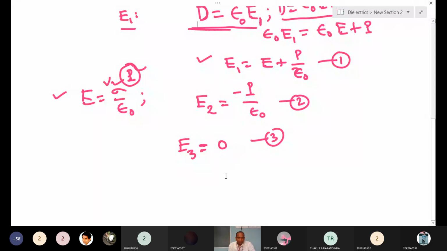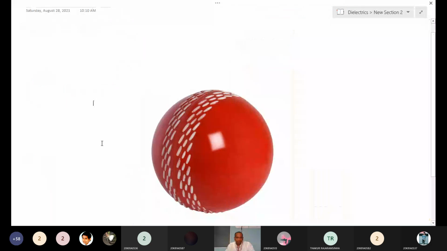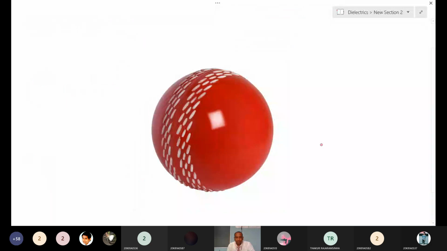Now we will estimate the E4 value. So now our job is to estimate E4. How will we estimate it? Let me give you an example here. I have taken a cricket ball, a sphere. Some charge is there on the sphere, and we don't know how much charge is induced on it. Because of this charge, there is also an electric field. We have to estimate this electric field. How will you estimate it here?